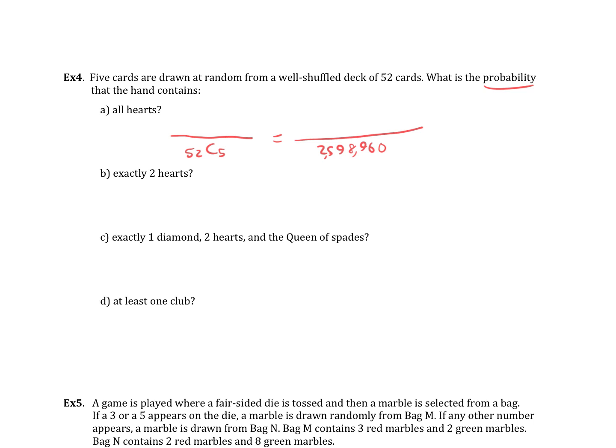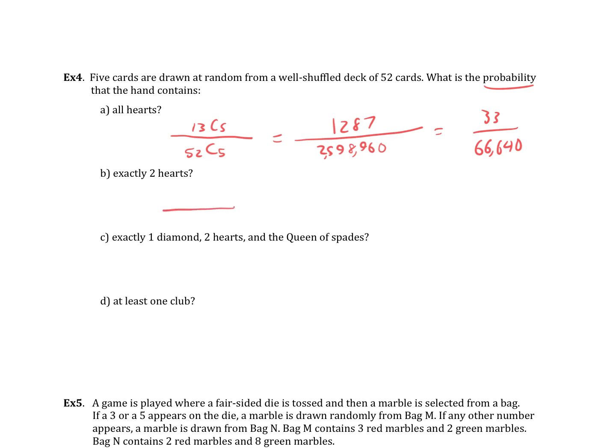Okay, all hearts. We already did this once. 13C5, and you might think that there's a nice way to kind of reduce that. I guess there is, but it's not fantastic. Anyway, if I figure this one out, this is 1287. 1287 out of that other huge number. Yes, it reduces as a fraction. It's 33 out of 66,640. So yeah, it does reduce. A lot of these will reduce a lot because it's a lot of the same strings of numbers we're multiplying.